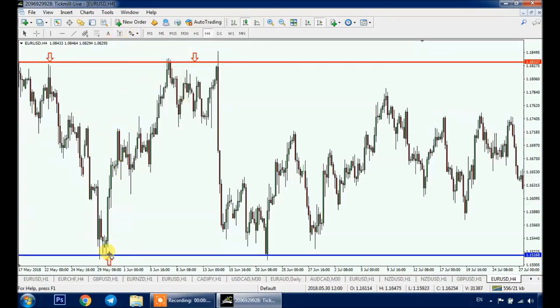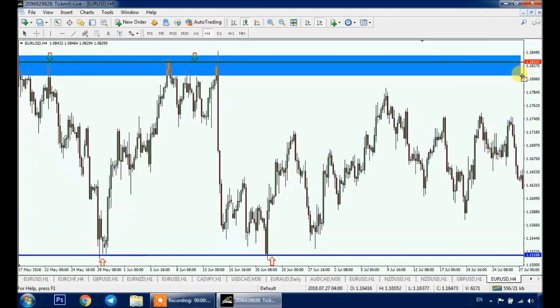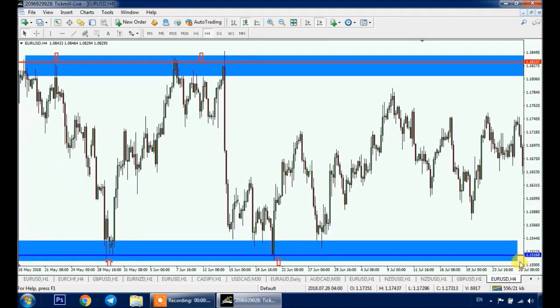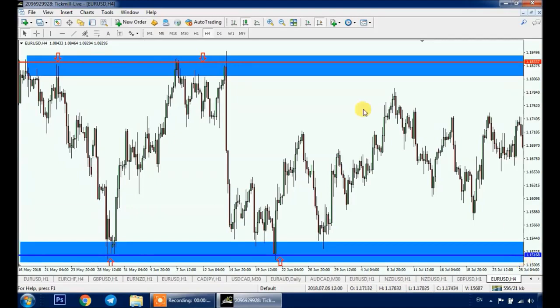While here, price failed to break below this area. Here's the first attempt, and here's the second one. So starting from here, we can start looking for buy opportunities around it. And as usual, support and resistance are zones and not laser lines on our chart. So here's our support area, and here's our resistance area.